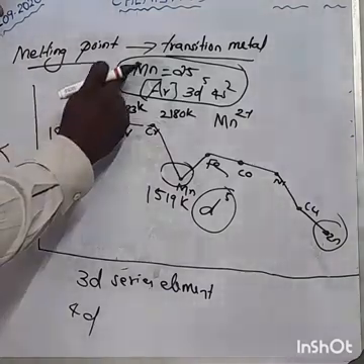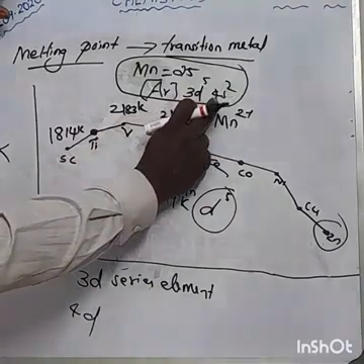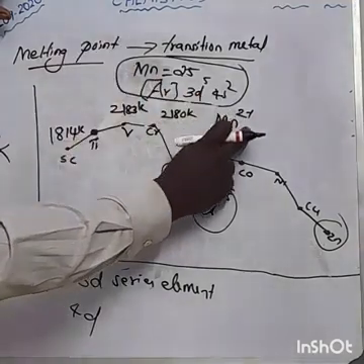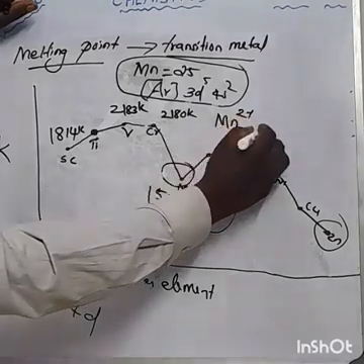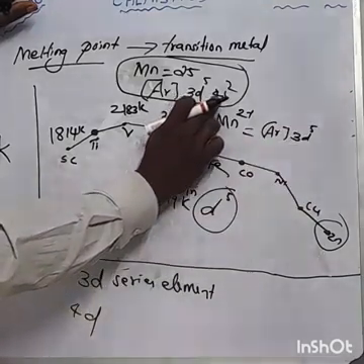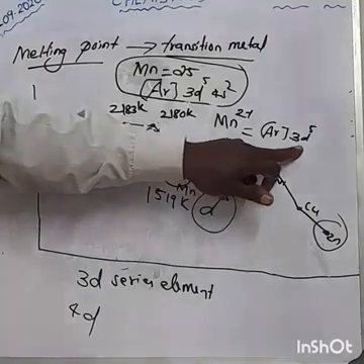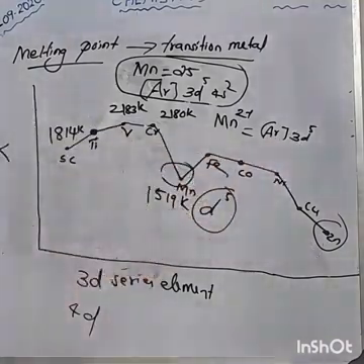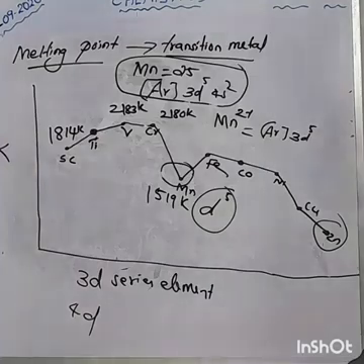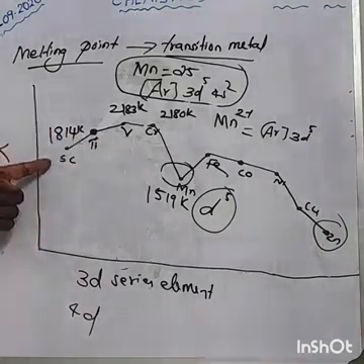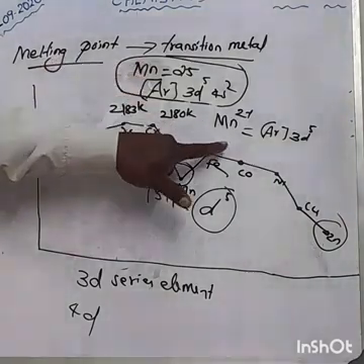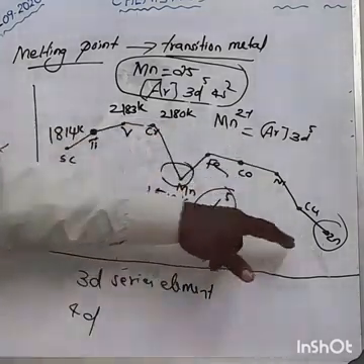That means this manganese lost 2 electrons from the S subshell, not the D subshell. So the electronic configuration of Mn2+ is argon 3D5. Here it lost 2 electrons from the S subshell, so the configuration becomes 3D5. This is about the graph plotting. We get the melting point slightly increasing, starting with decreasing, then increasing, then decreasing, then increasing, then decreasing.